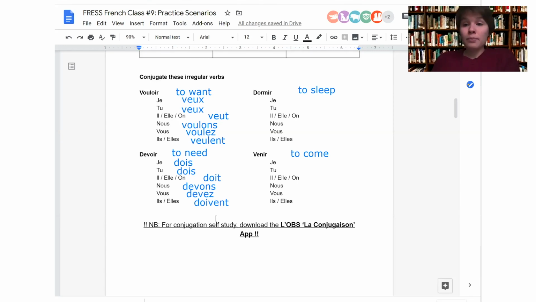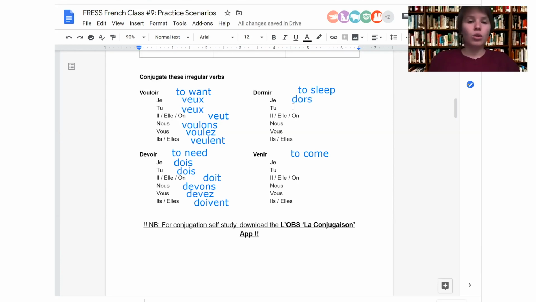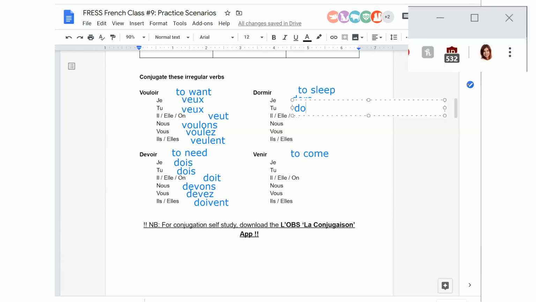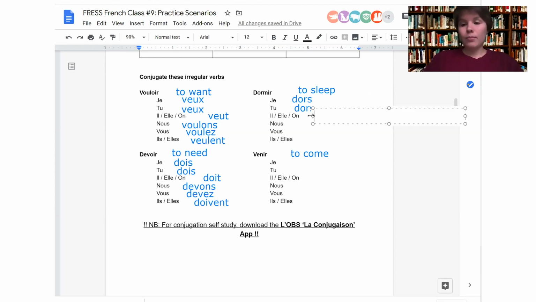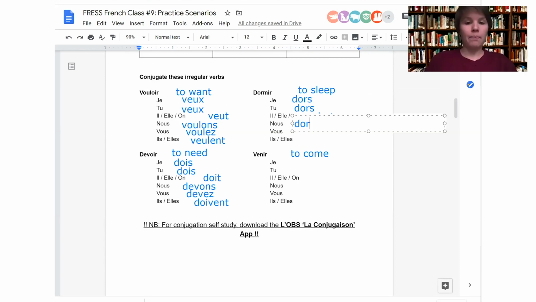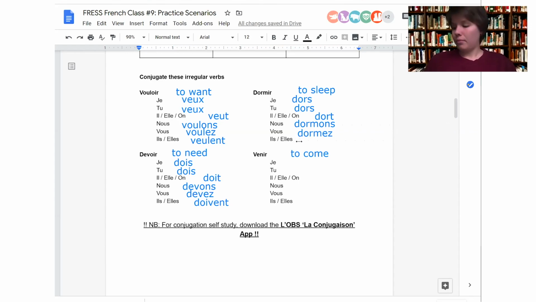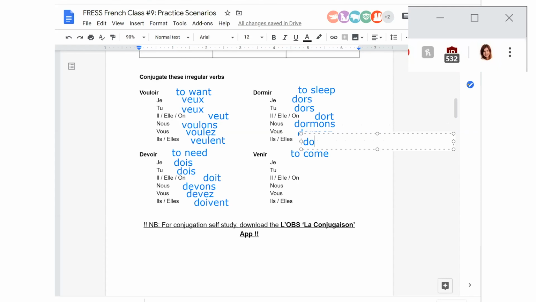So we'll do dormir. Je dors. Spelled like this. Tu dors. Il, elle, on dort. How's that spelled? With a T. Nous dormons. Vous dormez. And ils, elles dorment.